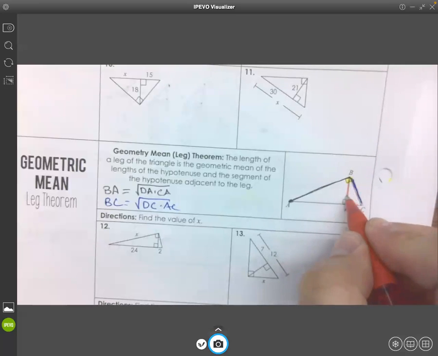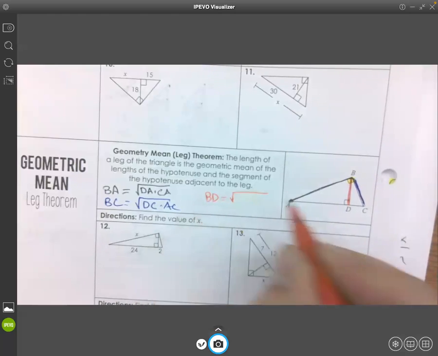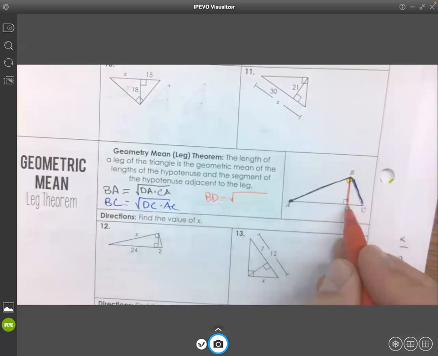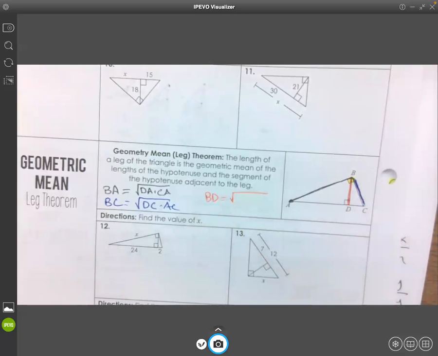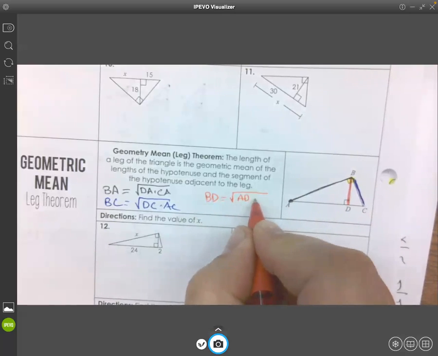And lastly, BD. BD ends on D. What two segments end on D? AD, AD and CD.